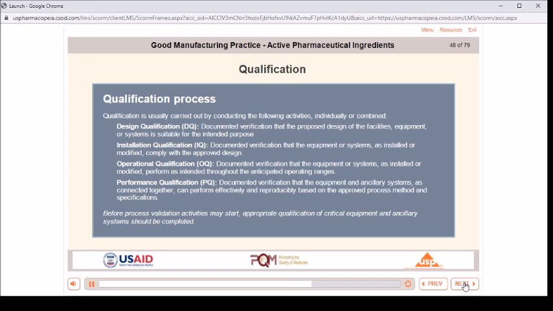Documented verification that the equipment and ancillary systems, as connected together, can perform effectively and reproducibly based on the approved process method and specifications. Before process validation activities may start, appropriate qualification of critical equipment and ancillary systems should be completed.